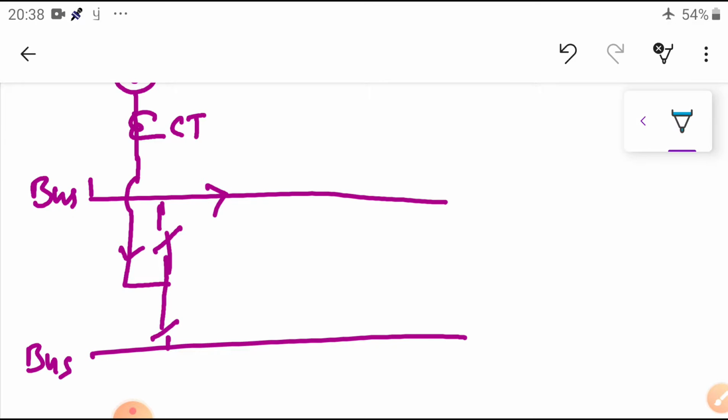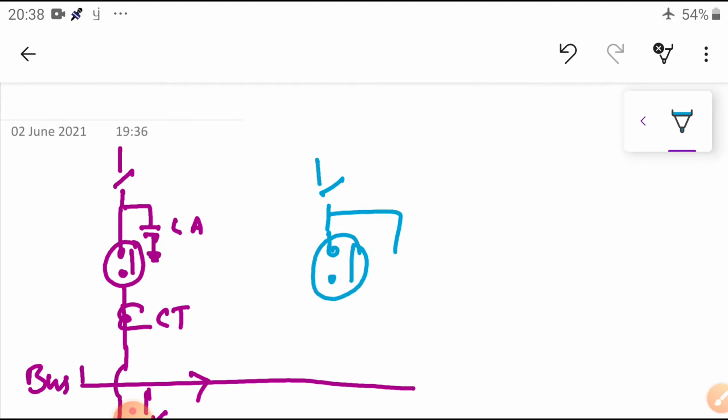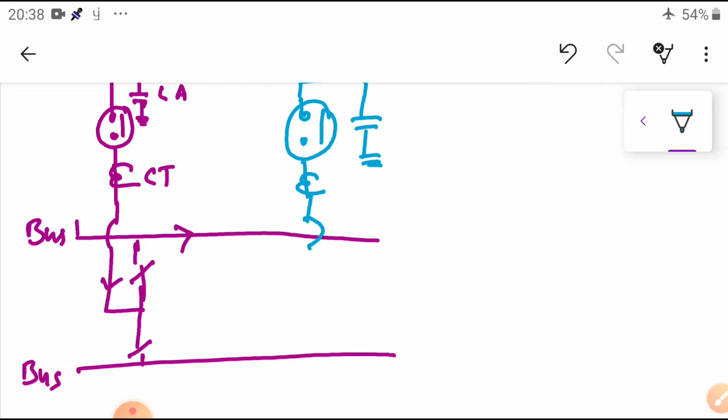Similarly, the same operation for another incoming feeder, for example. Same lightning arresters, same CT, and it is connected to here. So this is the one bus. Suppose we are using only bus 1 as active.